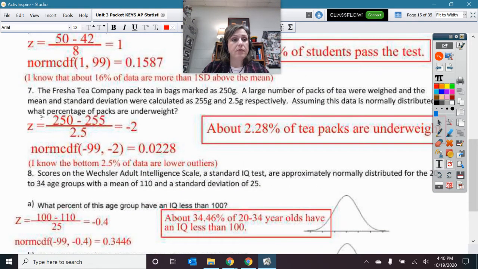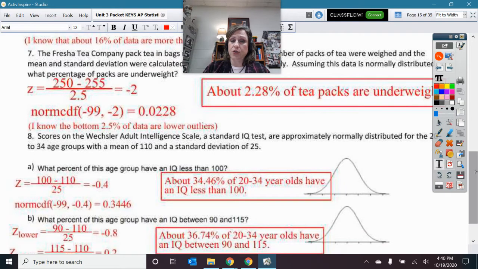So you could have also just said, I know above 1 is 16% and rounded it to 16%. Okay, here we had how far away was 250. We wanted to see where weighed and they were underweight, so the area below. Okay, so we were going from negative 99 up to negative 2, so about 2.28, or if you had just used your normal model one saying the area below 2, you could have also said 2.5%.